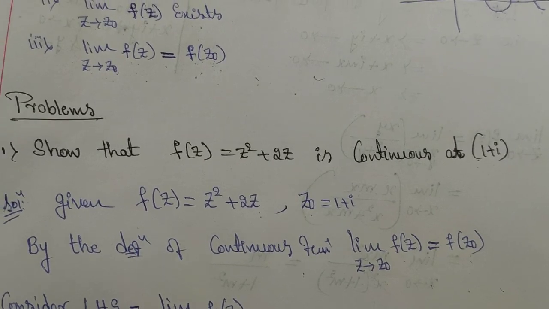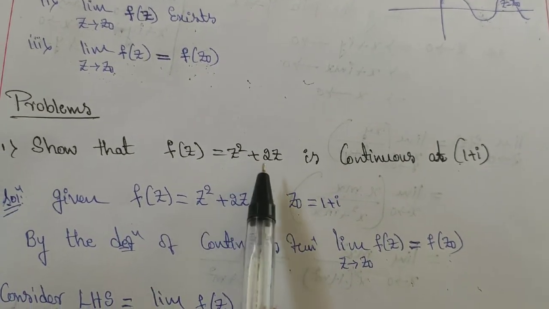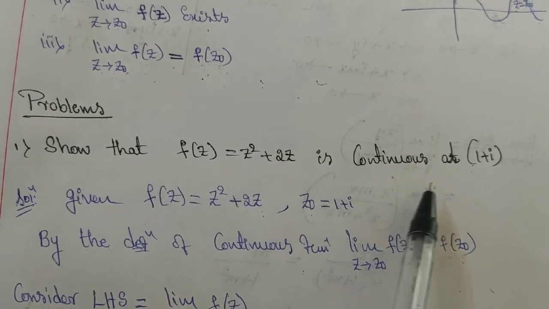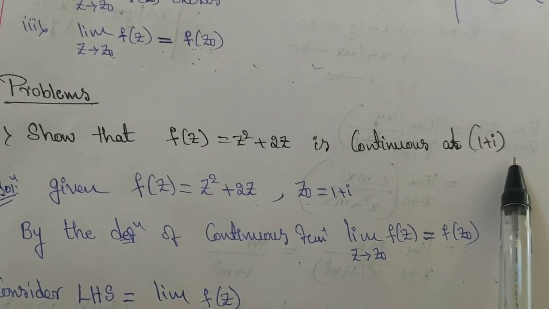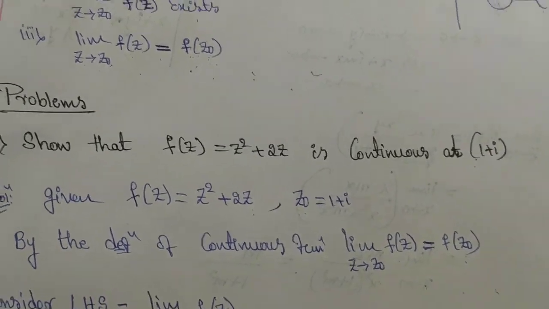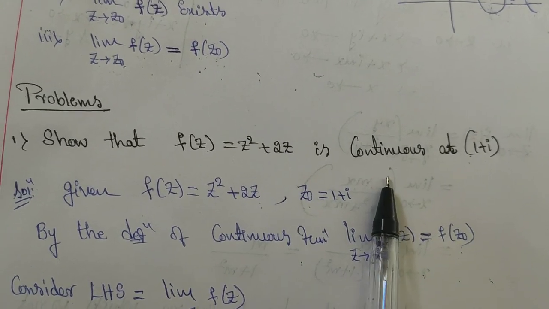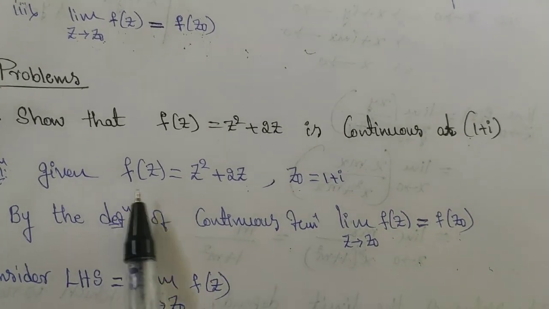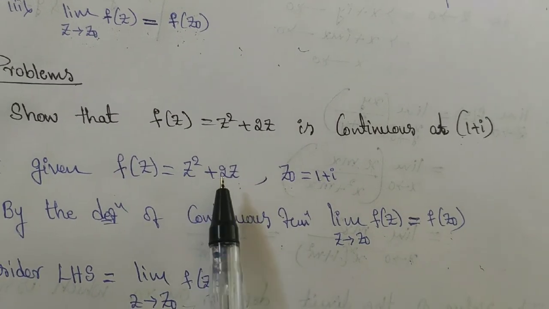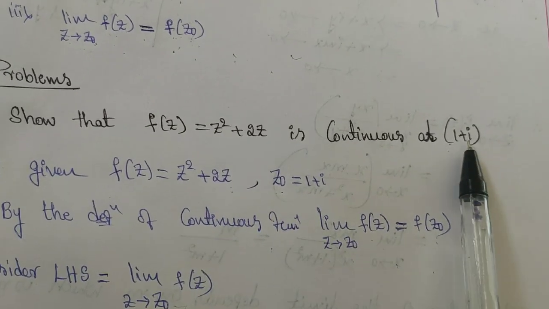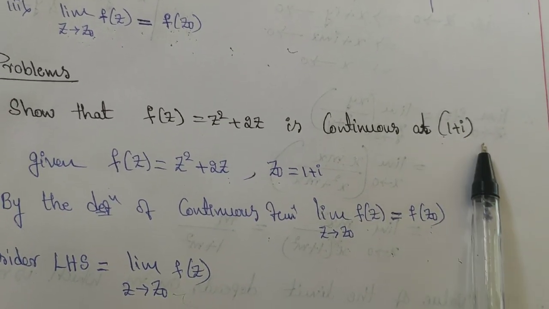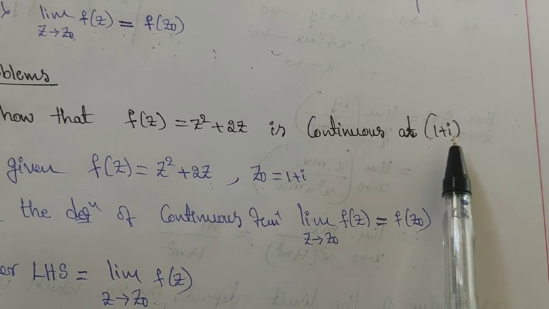Show that f of z equals z square plus 2z is continuous at 1 plus i. What do we have to show here? We have to show that the function is continuous. What is the given data? Write down the given data. f of z equals z square plus 2z, and it is also given at 1 plus i.